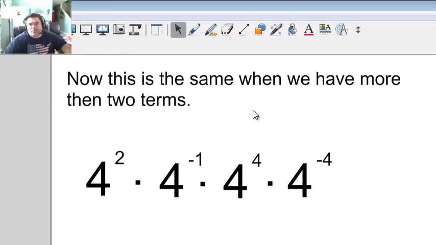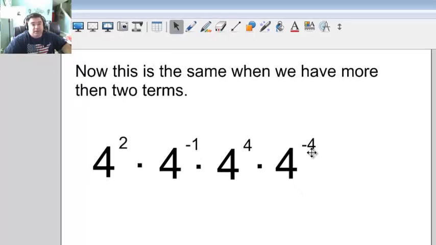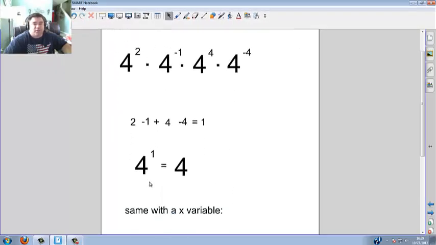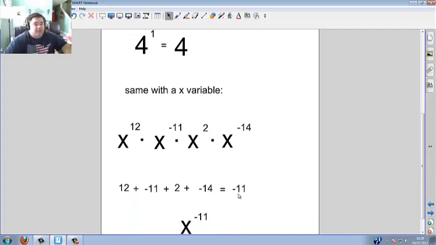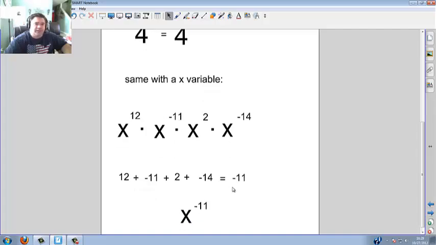Now this is the same when we have more than two terms. So if we have 4 squared times 4 to the first times 4 to the fourth times 4 to the negative fourth, I'm just combining basically 2 plus negative 1 plus 4 minus 4. Well, I'm going to get 1 when the whole thing's done, so 4 to the first equals 4. Same with the x variable, by the way. X to the 12th, x to the 11th, x squared, x to the 14th. Combine all these, and yep, it makes negative 11 total.